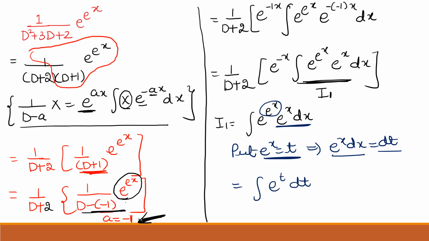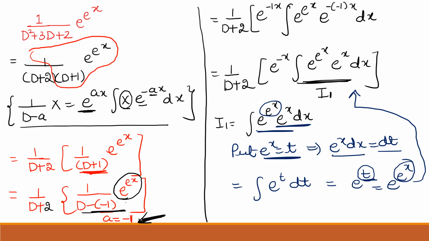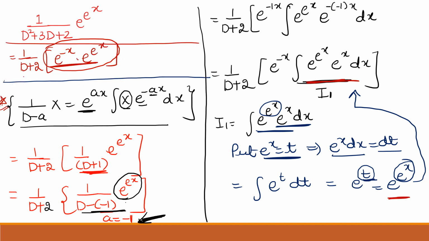What is the integration of e power t with respect to t? That remains e power t. And here we are not going to add any constant because we are calculating the particular integral. And what was your t? t was e power x. So just substitute this value, and you'll get the value of this integral. Now back substitute this value here. So after substituting the value, we will get this thing.